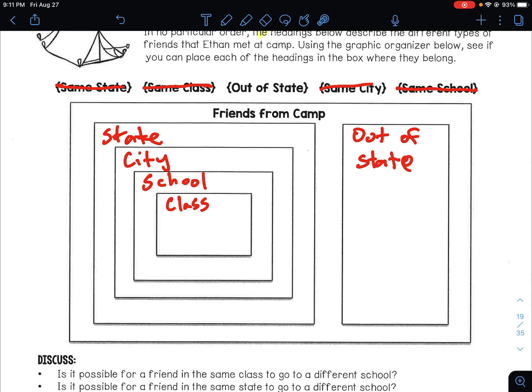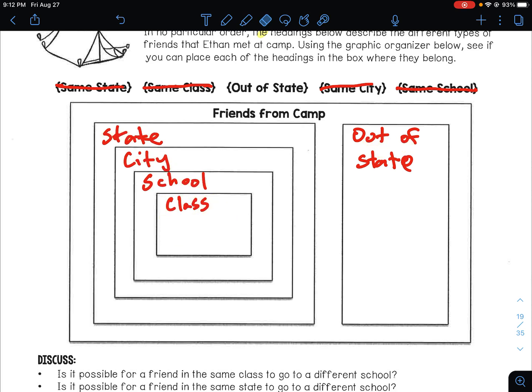Something you'll want to notice: this middle, smallest box, if his friends are in the same class, that means they're also going to be in the same school, which means they're also going to be in the same city, which means they're also going to be in the same state. Now, if they're out of state, is it possible for them to be in the same class or school or city or state? No, not at all.